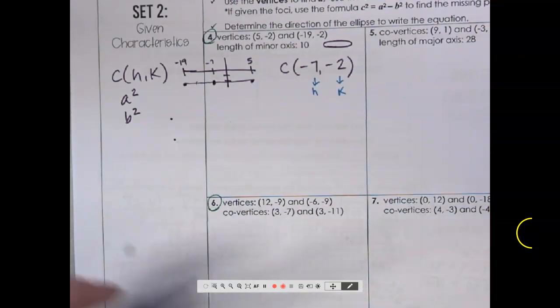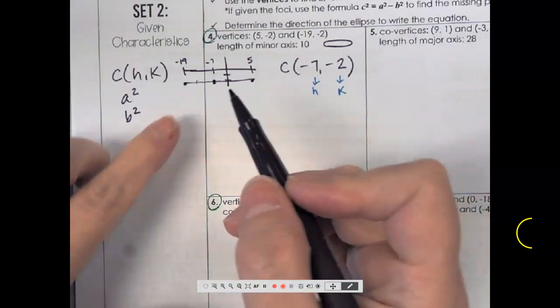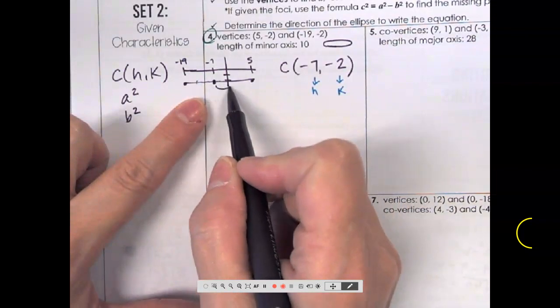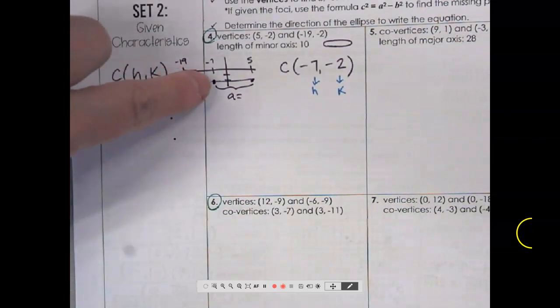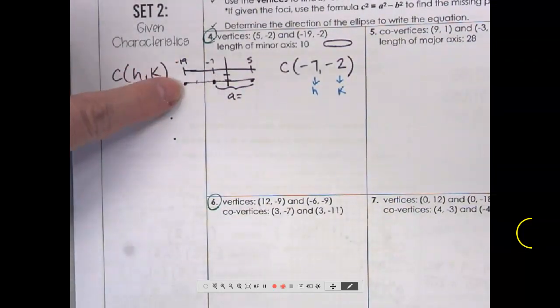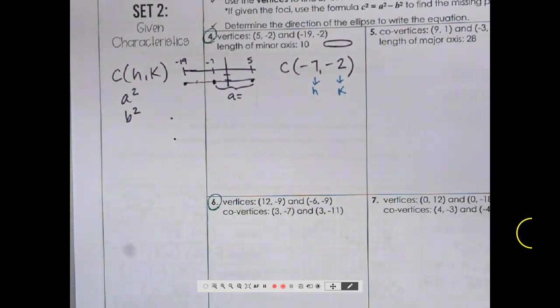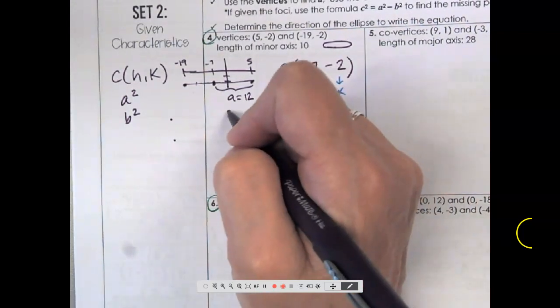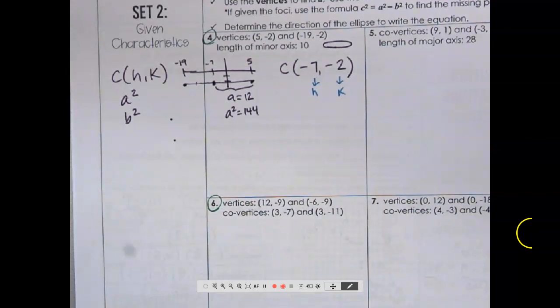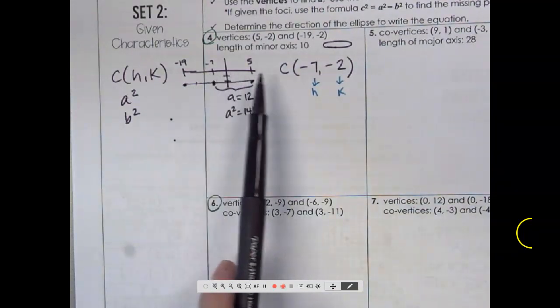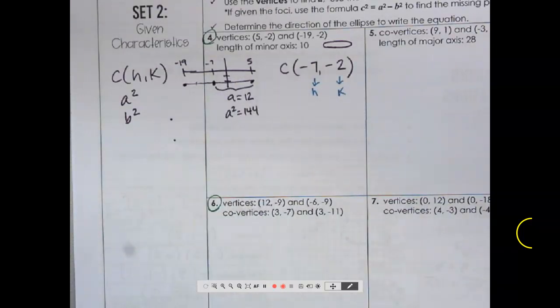Do I know a squared or b squared, or can I find them somehow? Yeah, if I know the center and a vertex, isn't A just the distance to that? So how far is it from the center to that point or the center to that point? 12? Yes. So A squared is 144. So I'm just looking at distance. How far from -7 to +5? That's a distance of 12.